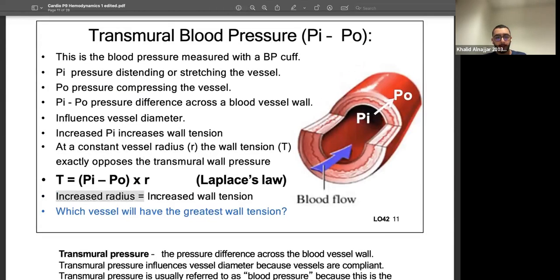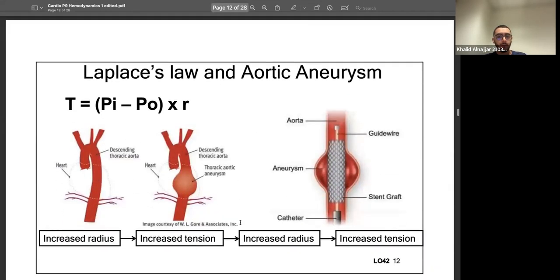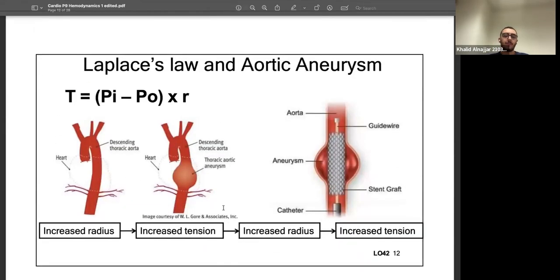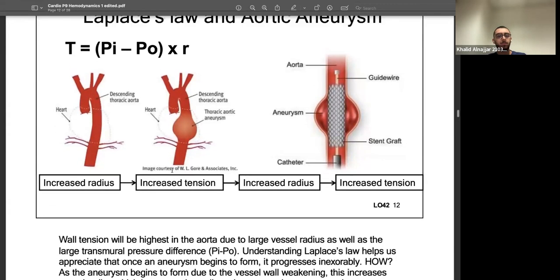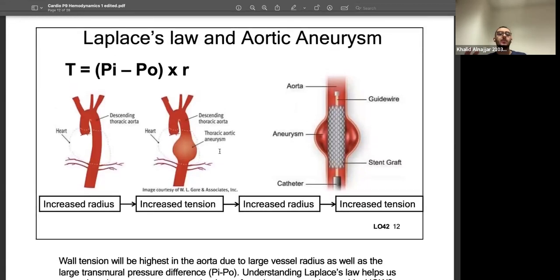Right? Increase in radius means increase in wall tension. Why? Again, because you have pressure inside pushing against the walls, creating more tension. Increased radius is increased tension. This is basically an aneurysm. And if we weigh it a bit more, the pressure against the weak walls will increase over time. The more the pressure is, the more the tension will be, ending up rupturing the wall.